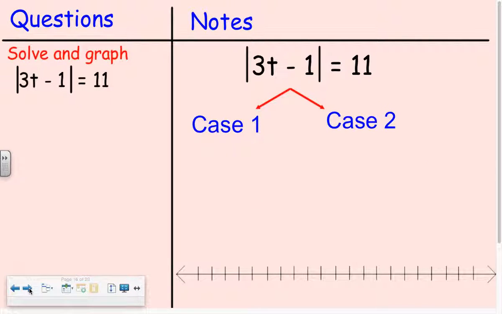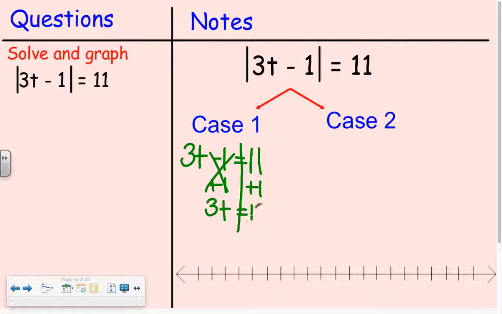All right, let's try another one. Got our absolute value equation. Anytime we see the equal sign, that's when we know we immediately need to go to case 1 and case 2. Case 1 is going to stay exactly the same. Nothing changes except for getting rid of the absolute value bars. Add 1 to both sides. So we have t equals 4 as one of our solutions.